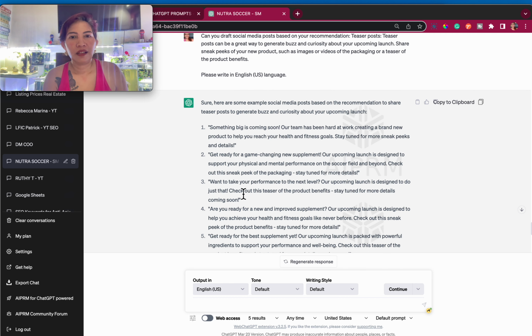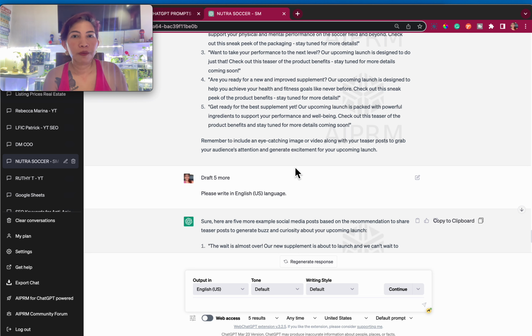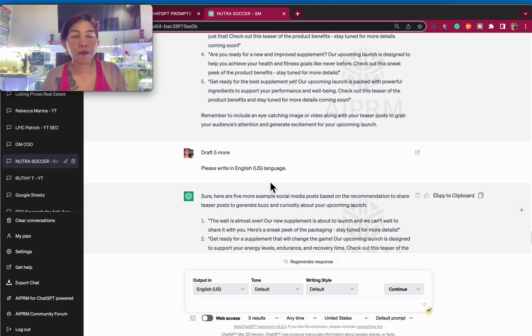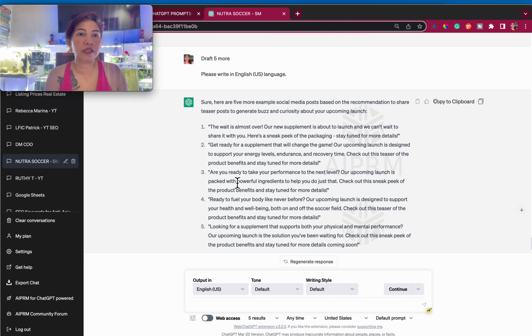Okay, and then there you go. All the social media posts. And again, the tone of the posts are based on the ideal client profile that we made. So that is very, very important. And remember that ChatGPT Plus is limited to 4,000 characters only for the entire thread. That includes your command prompts as well.